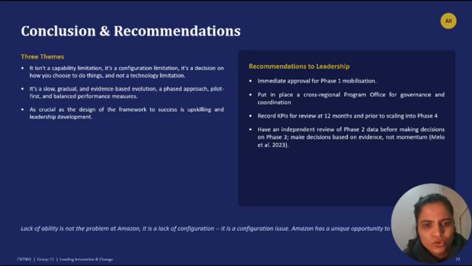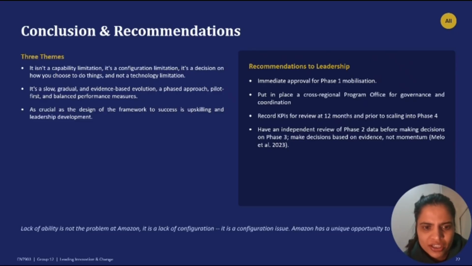To close, three themes run through everything we have presented. First, this is a configuration constraint, not a capability constraint. It's about how decisions are made, not new technology. Second, the path forward is gradual and evidence based: a phased rollout, a pilot first approach, and balanced performance measures. And third, the human element of skilling employees and developing leadership matters just as much as technical design.